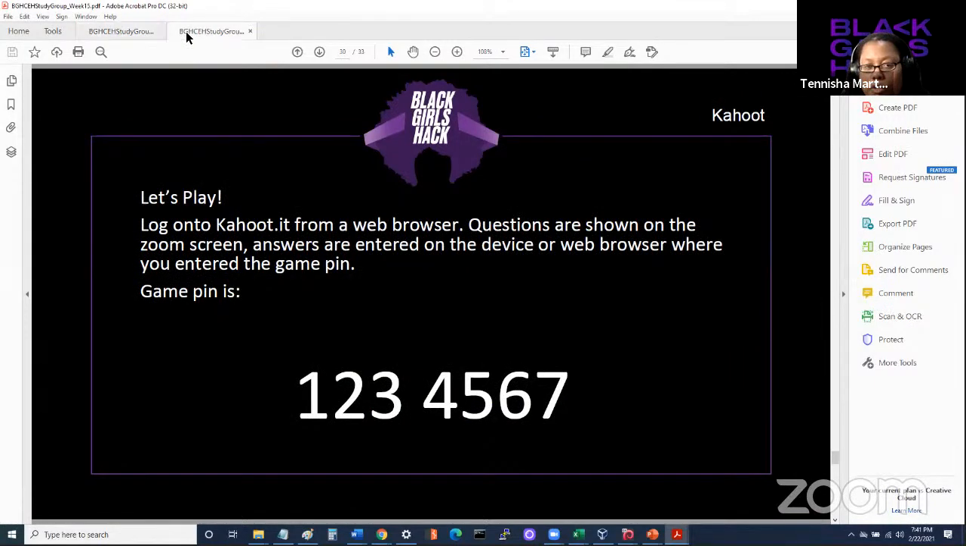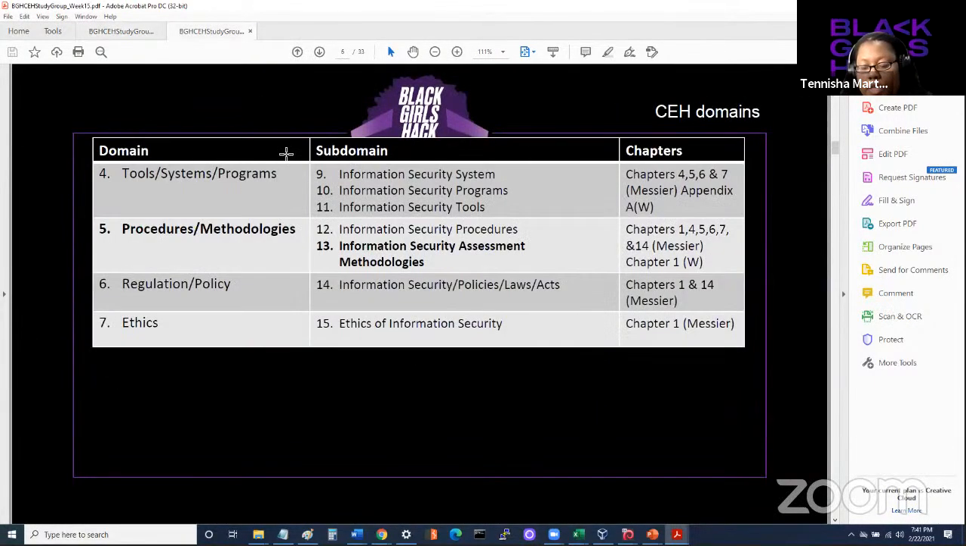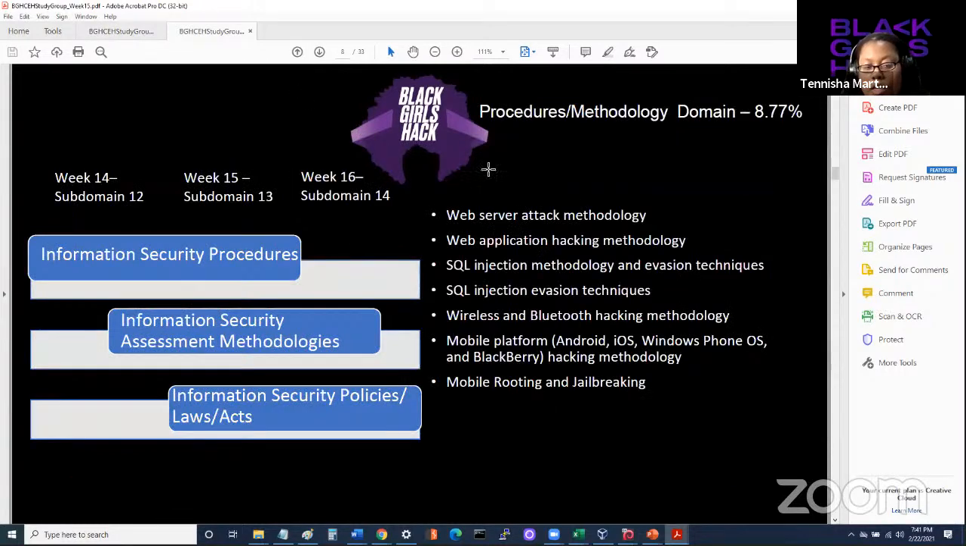We will do 15, then we will do the final Kahoot. So 15, we are talking about information security assessment methodologies. These are the chapters, as with the other one, that are in the 5th domain. This is actually the week 15 materials, and we're still talking about the procedures and methodologies, which is 8% of your exam.